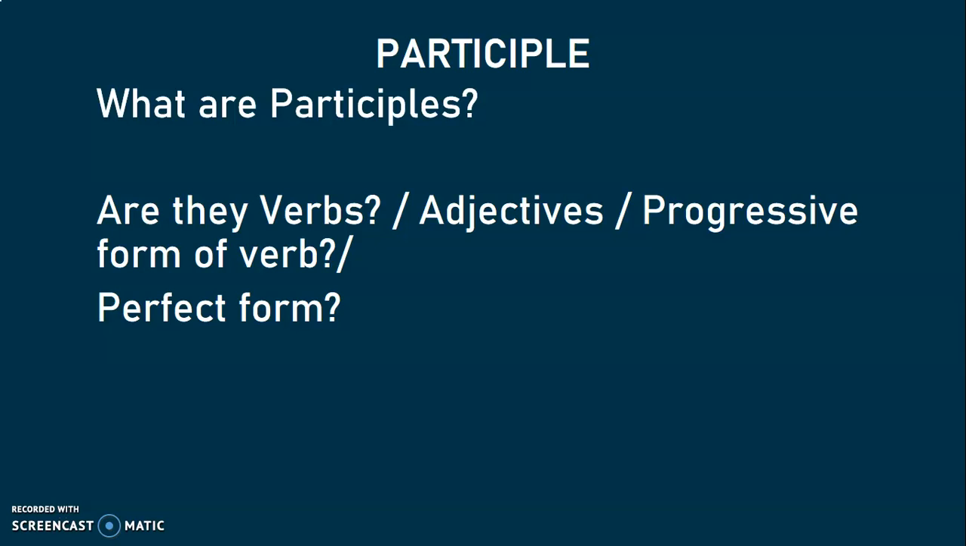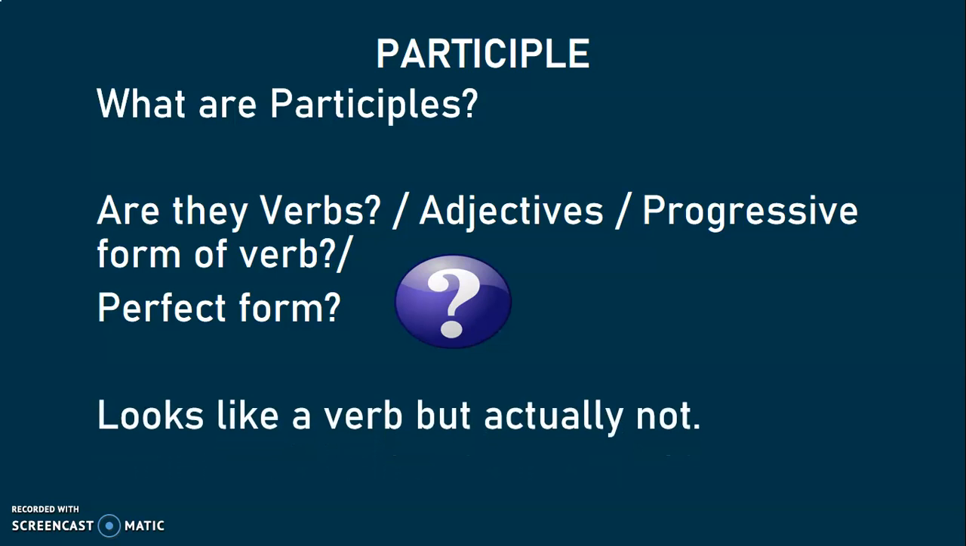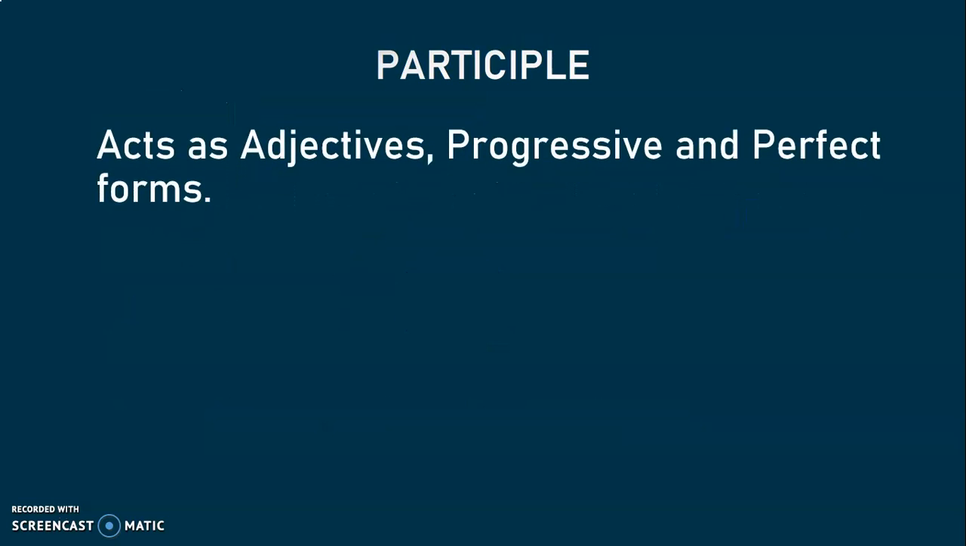There are many questions. The answer is, they look like verbs, but actually not proper verbs because they don't do the functions of a finite verb. Then how do they function in a sentence? And why do we use them? They function as adjectives. Participles help to form continuous tense and perfect tense.